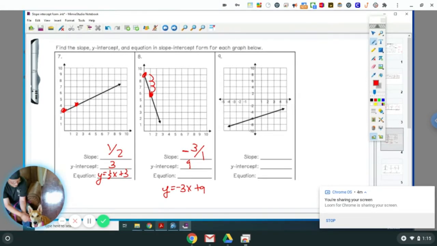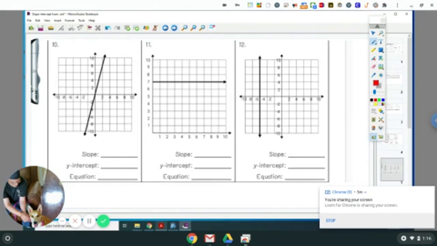Okay, so now for number 9, my y-intercept is right here, which is -6. So then I need another dot, which would be right here. And since it's going upwards, it's a positive slope. So I rise 1 and go 1, 2, 3. So I rise 1/3. So my equation is y is equal to 1/3 x minus 6. All right.